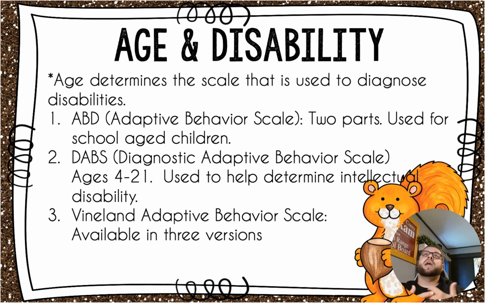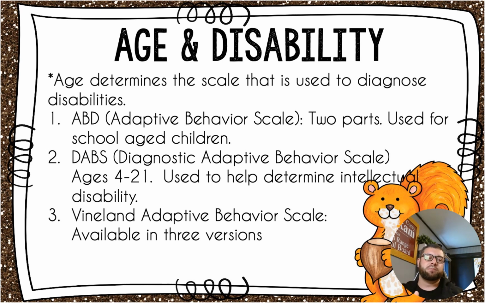So, age and disability. Age determines a scale that is used to diagnose disabilities. So, adaptive behavior scale, there's two parts used for school age children. This is talking about the DABS, which is a diagnostic adaptive behavior scale, ages 4 to 21, used to help determine intellectual disabilities. And what we normally use, at least in my school, is the Vineland Adaptive Behavior Scale. You don't need to know the specifics of it, but there's three different versions, and the age of the child determines what version the teacher gets to fill out.